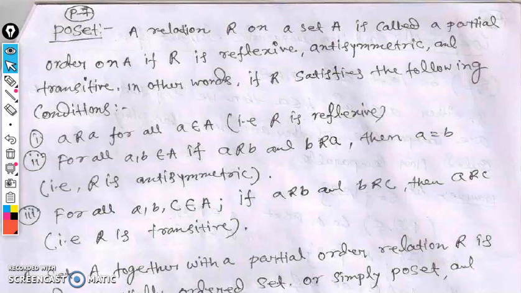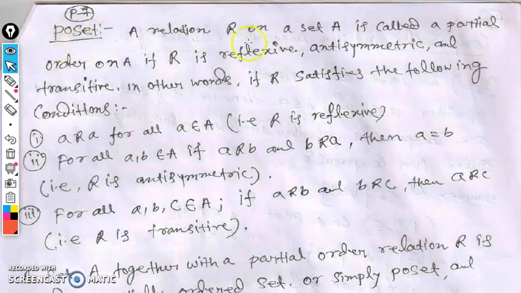Now we use another relation. In this particular lecture we try to learn another relation that is called the partial order relation. So first we introduce what is a partial order relation and what is a Poset.